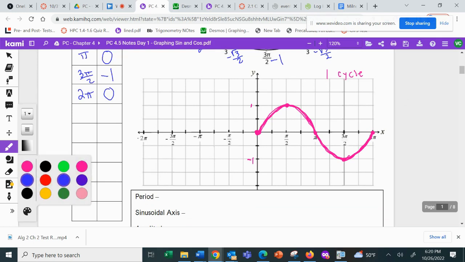So I'm just changing my color so you can see what I graphed with a pattern compared to the original cycle of sine. So the sine cycle is always mountain valley. It always looks like mountain valley. One full cycle of sine looks like mountain valley. It's almost like an S for sine.